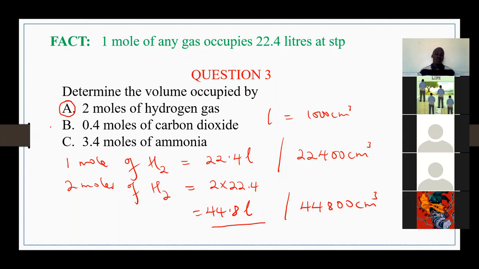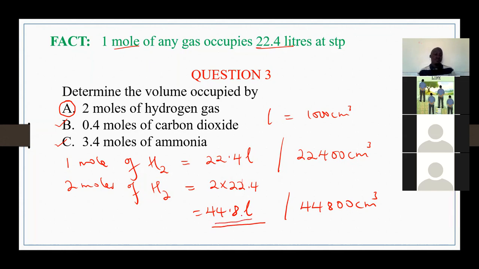Can you try and find out the volume occupied by 0.4 moles of carbon dioxide and 3.4 moles of ammonia? In this case, you don't need to find RFM, you just need to relate, because we know that 1 mole of any gas occupies this volume irrespective of the mass of that compound. So B and C, I've done A for you. Try and do it in less than 10 minutes because we have less than 10. Still, you'll discover there is a pattern.